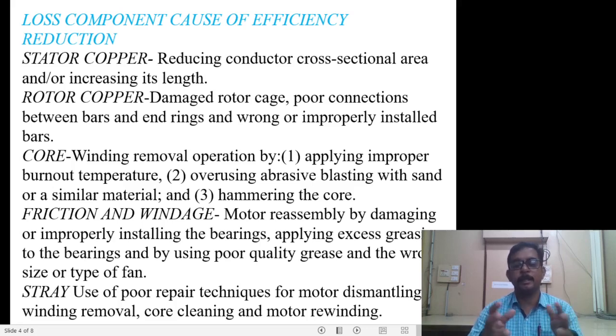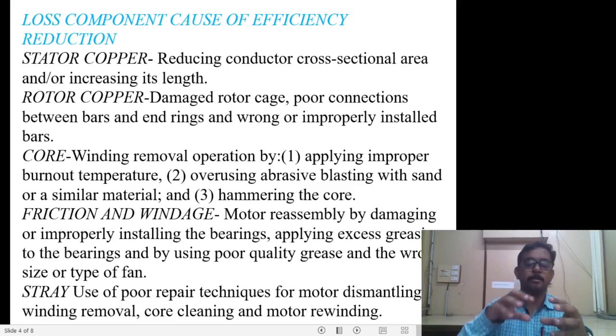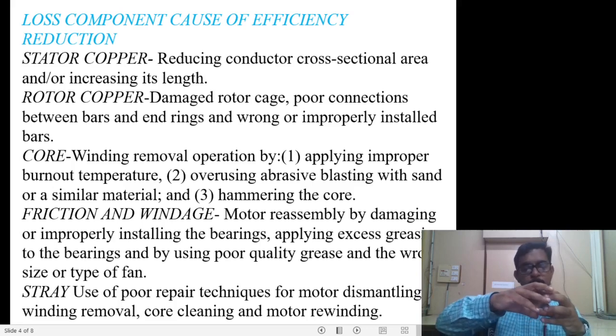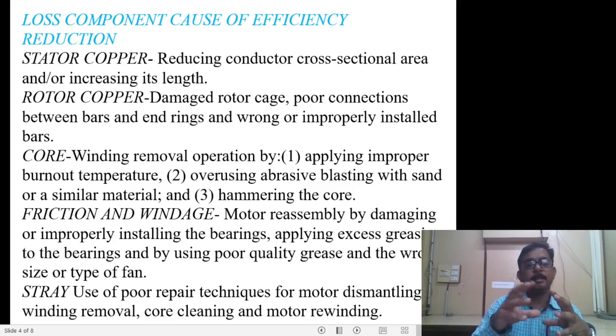Sometimes while handling the induction motor, the outer part, that is the core of the induction motor, gets some mechanical pressure, and due to that the motor gets an unbalanced, uneven size, and due to that the air gap may get affected, and friction losses may increase again. So for that purpose we have to handle the induction motor very carefully.